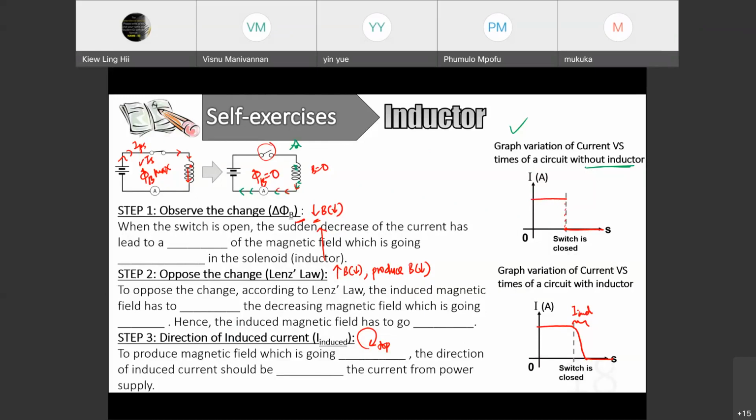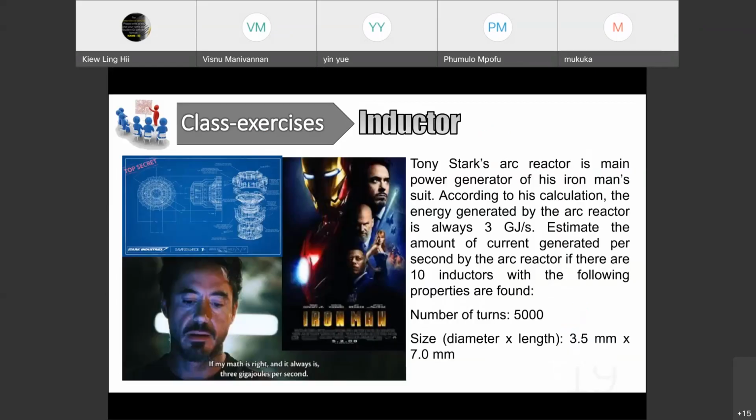All right, so now let's look at Iron Man. If anyone watched this before, am I in the same generation as you? Okay, this is one of my favorite movies. Okay, yeah, I'm not too old also.